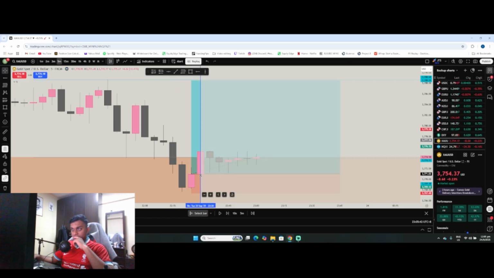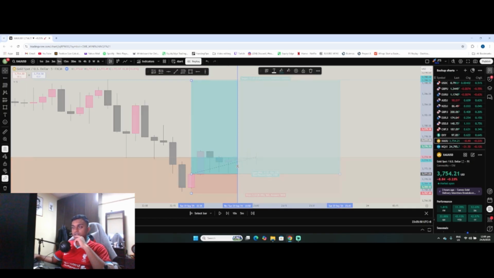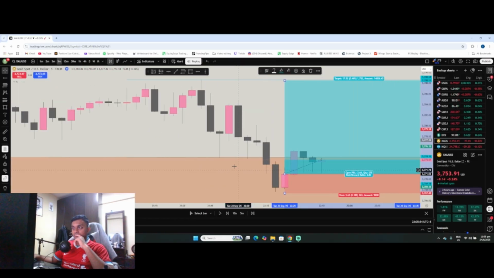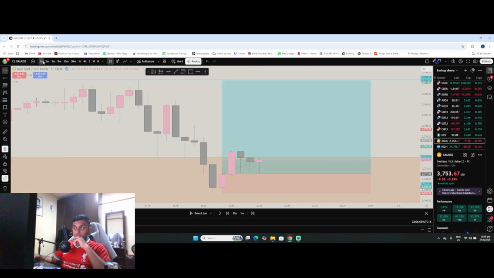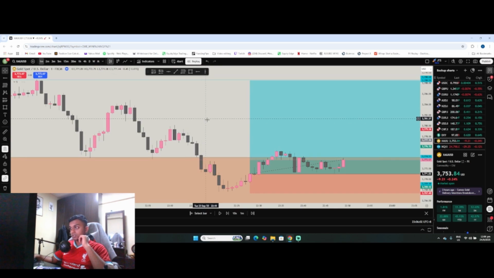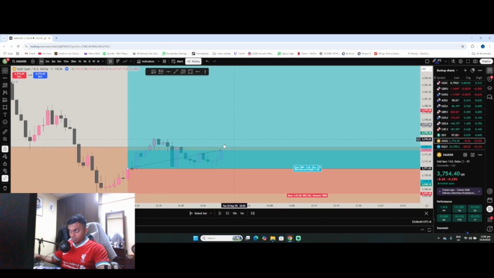Where's my CRT? Why am I not seeing it? Oh yeah, this was the CRT. Right, so you see this swept below, close into that candle, right? So this was the CRT. We should have entered here. No, wait, where's the entry? It was somewhere here, right? We should have entered somewhere there.